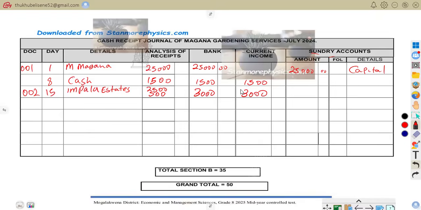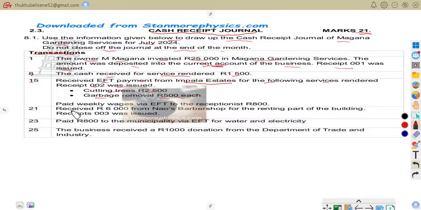So now let us go to another transaction. Let us see the 21st. On the 21st, it says paid weekly wages via electronic funds transfer to our receptionist, 800. So this doesn't affect our cash receipt journal. This one is a cash payment journal, CPJ. Like the others we have said are CRJs. So it doesn't go under cash receipt journal.